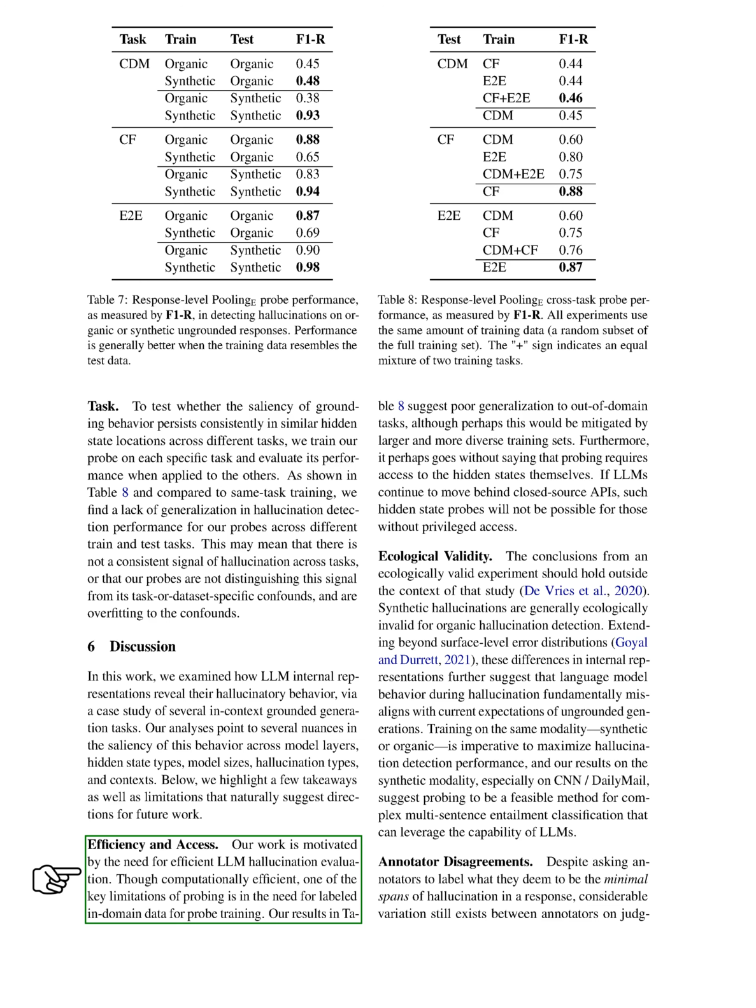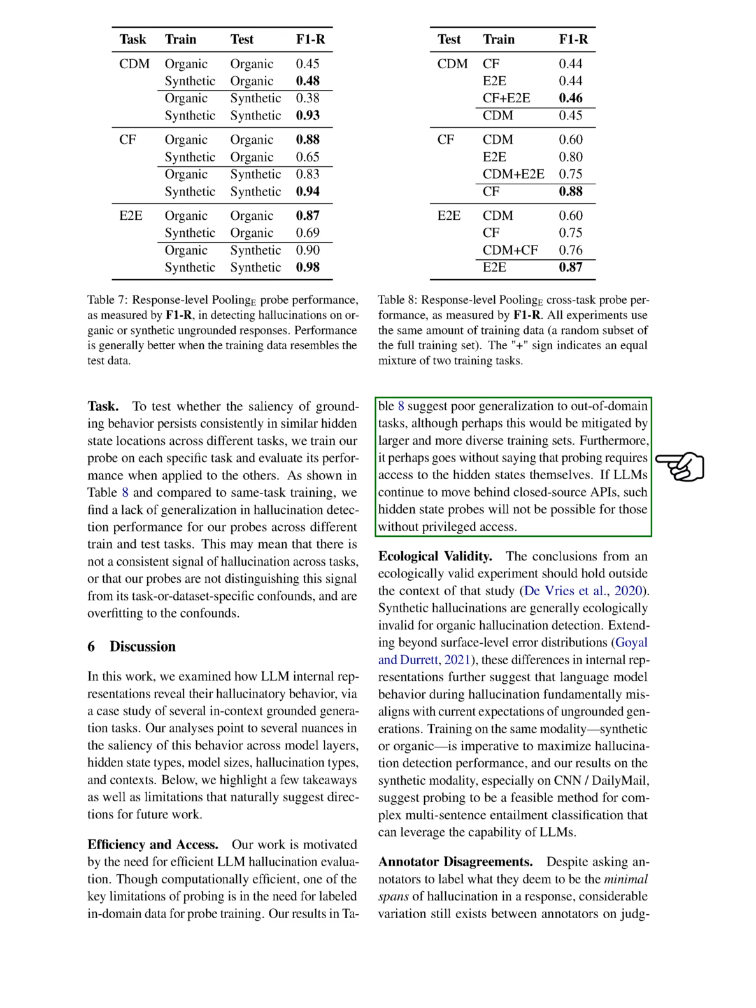In conclusion, our work is motivated by the need for efficient LLM hallucination evaluation. However, one of the key limitations of probing is the need for labeled in-domain data for probe training. Our results suggest poor generalization to out-of-domain tasks, although this might be mitigated by larger and more diverse training sets. Furthermore, probing requires access to the hidden states themselves. If LLMs continue to move behind closed-source APIs, such hidden state probes will not be possible for those without privileged access.